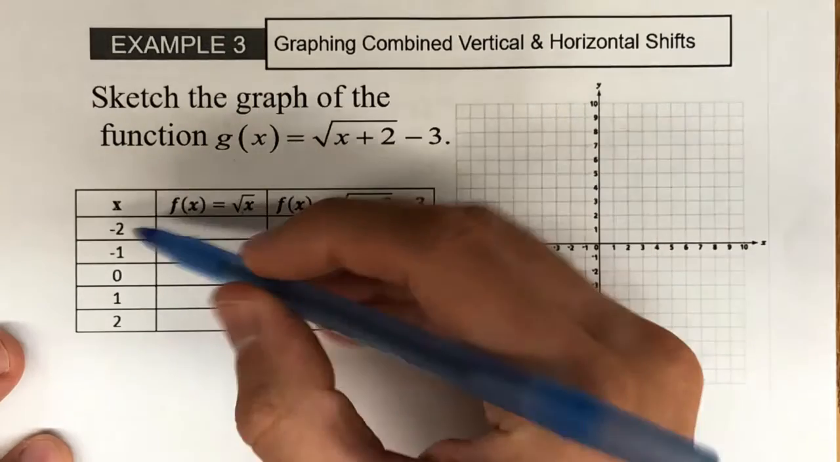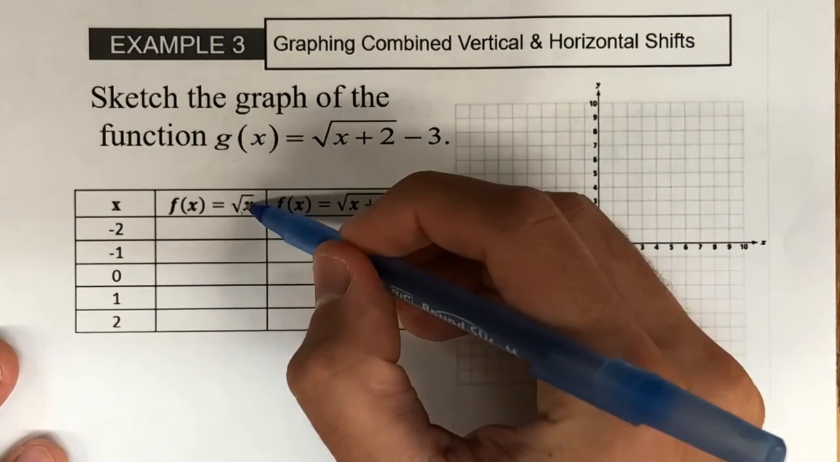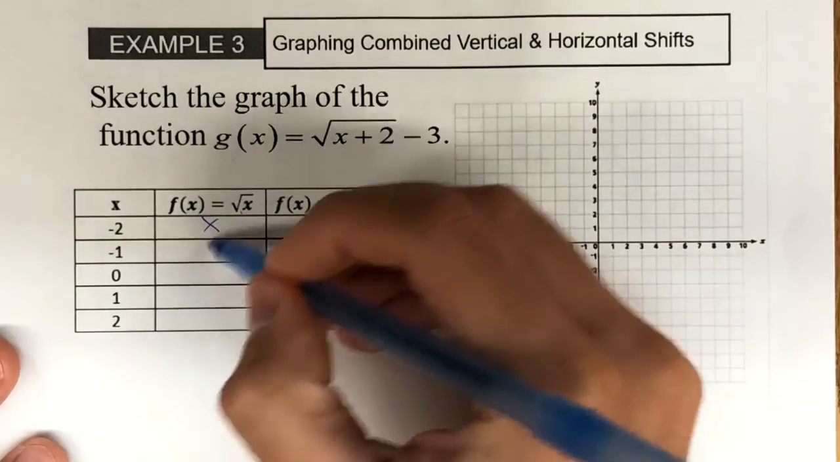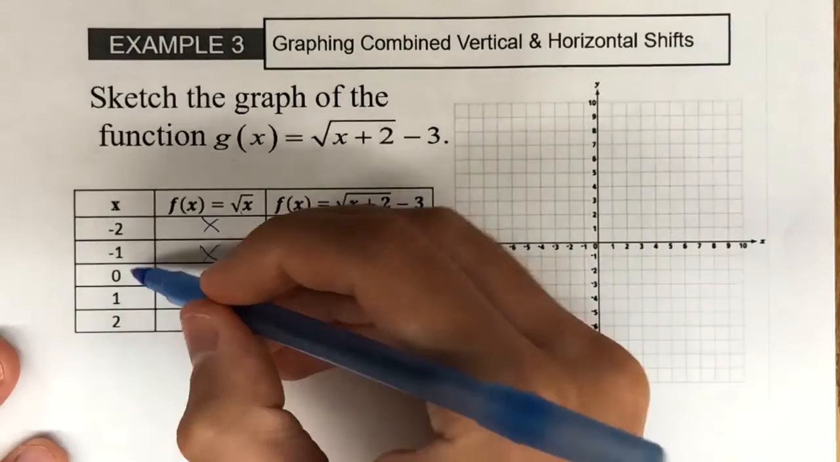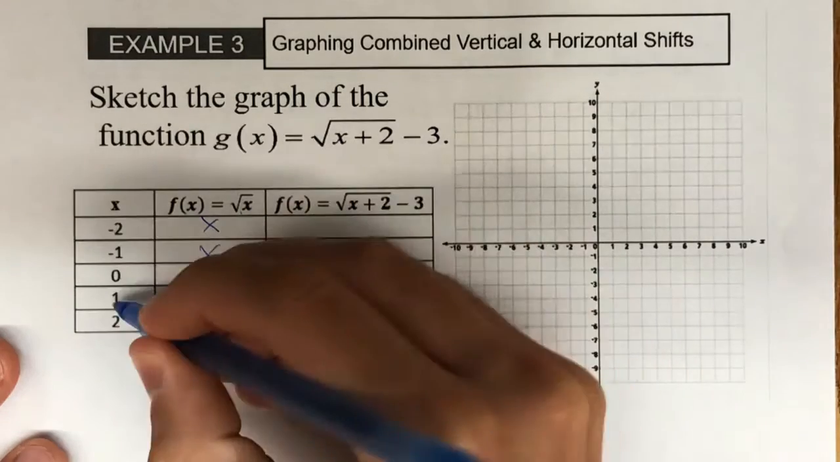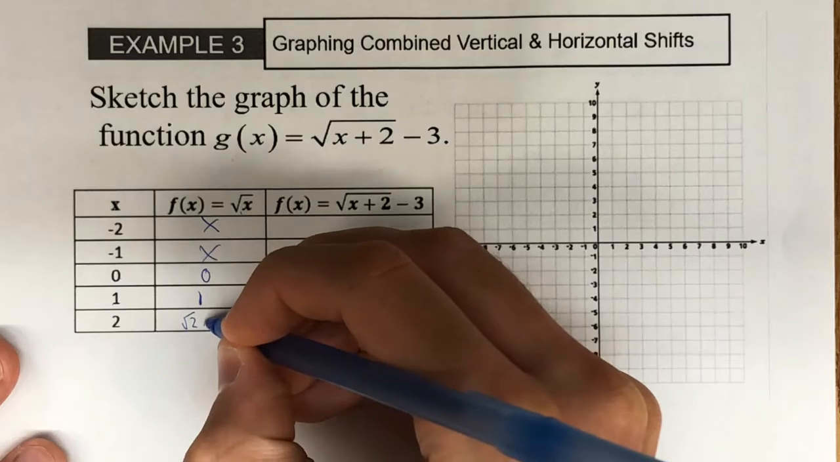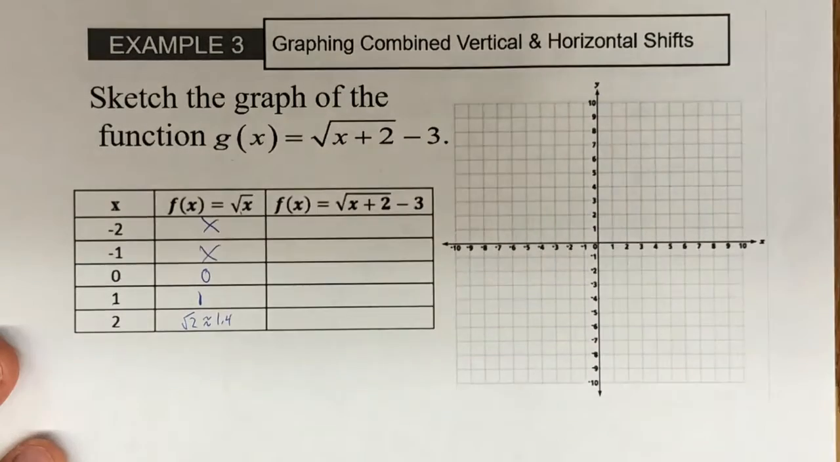So let's get some points. So we plug in -2 for x. That doesn't work. You can't take the square root of a negative because it'll be imaginary. Same with -1. But 0 will work. The square root of 0 is 0. Square root of 1 is 1. Square root of 2, well, is root 2, which is roughly 1.4.